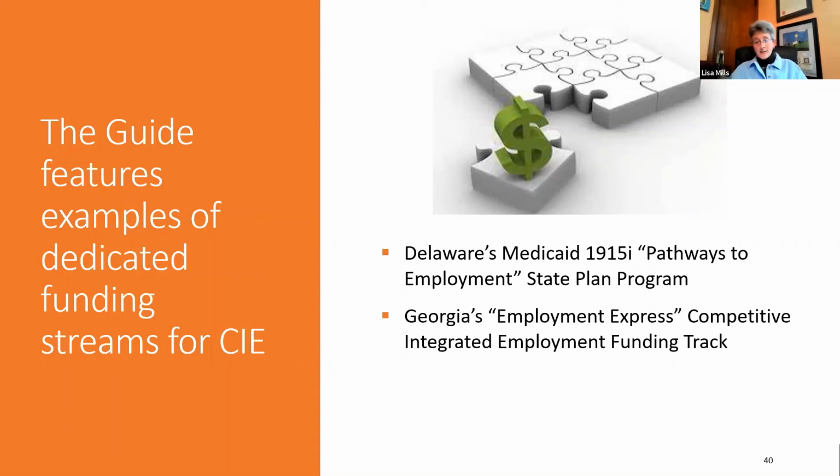And then Georgia has something called an Employment Express, competitive integrated employment funding track that they put together to ensure where people would otherwise be on a waiting list for long-term supports to maintain competitive integrated employment, that they have created a special funding track for them so they can go ahead with VR services and get into competitive integrated employment and get the long-term supports they need. Next slide.